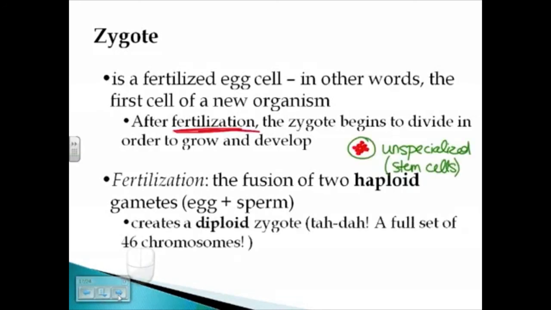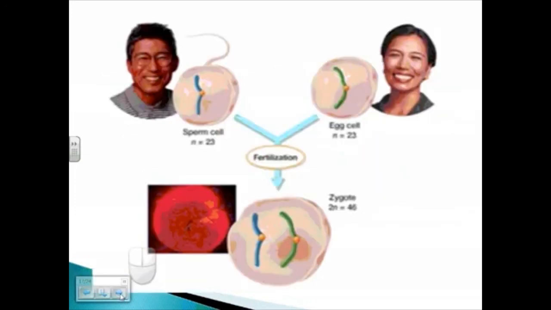So, 2 haploid gametes. Haploid would be N. So an N plus an N, 1 haploid gamete plus 1 haploid gamete will give you diploid, which is 2N zygote. And that's how you wind up with a full set of chromosomes.